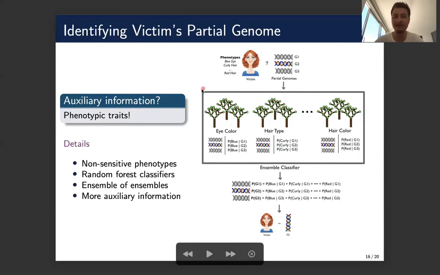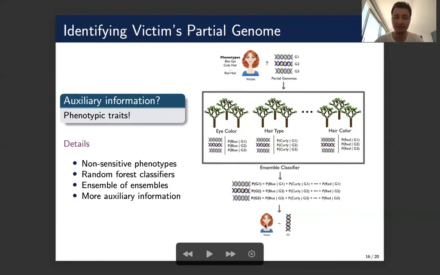For that, we trained random forest classifiers for each phenotype. After training these classifiers, we input these partial genomes into each classifier and calculate the probability score from each classifier. For example, for eye color, we calculate the probability that genome 1 implies blue eye color, or genome 2 implies blue eye color, etc. We do this for all partial genomes, and we repeat this process for all phenotypes. After calculating these scores, we sum the scores for each partial genome to calculate a total score. And the victim is matched with the partial genome that has the highest score.